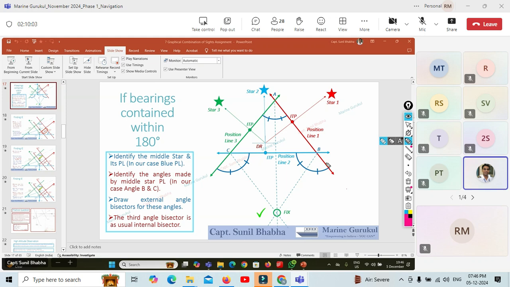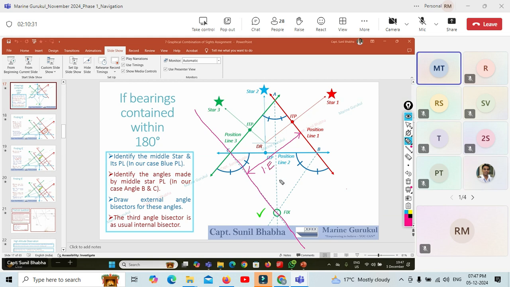I will follow exactly the same procedure. I will draw a line parallel to the red PL passing from the fix. So let me do that. You can now see a line parallel to the red PL passing from the fix, right, beta? Yes, sir. Find the distance between these two, that is between the red line and the new line which you have drawn. This is the magnitude of the index error.